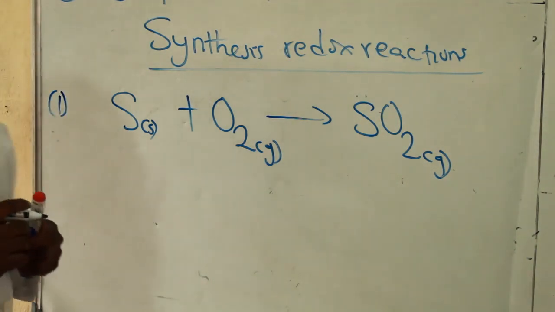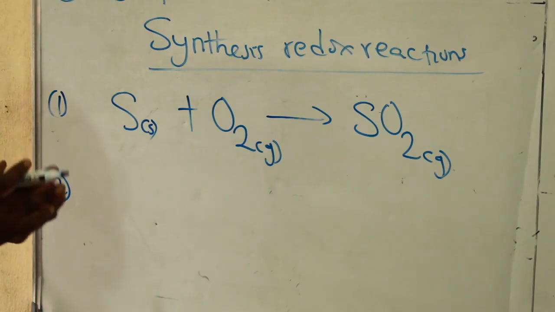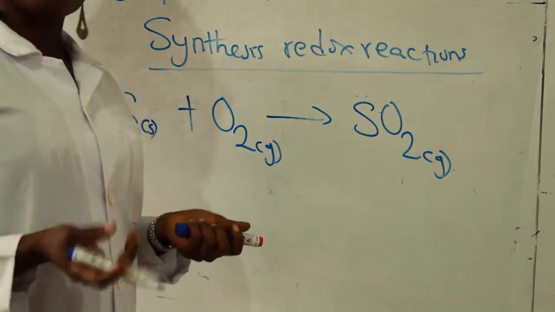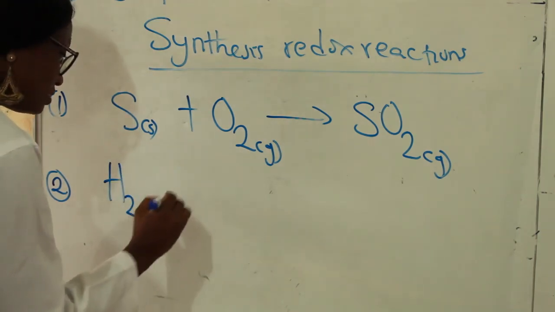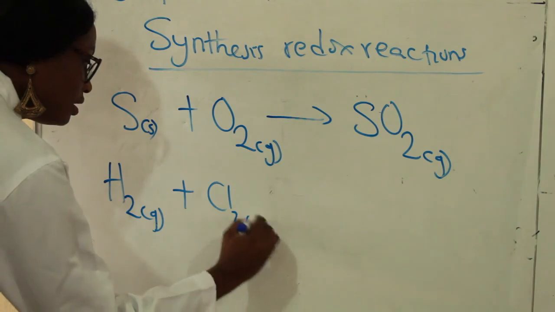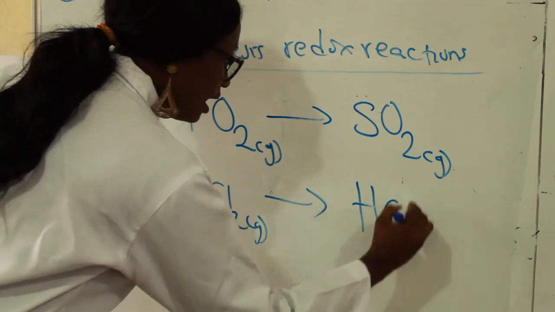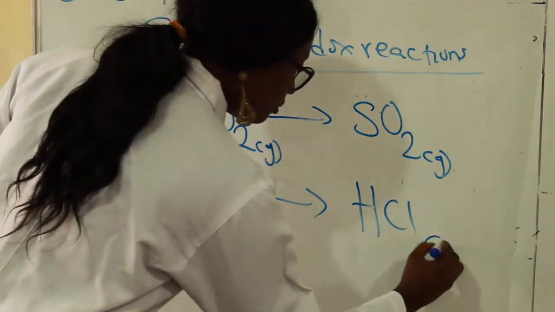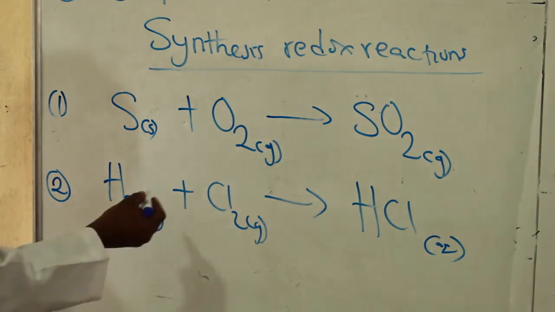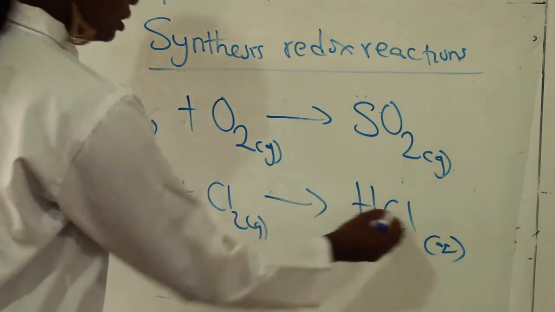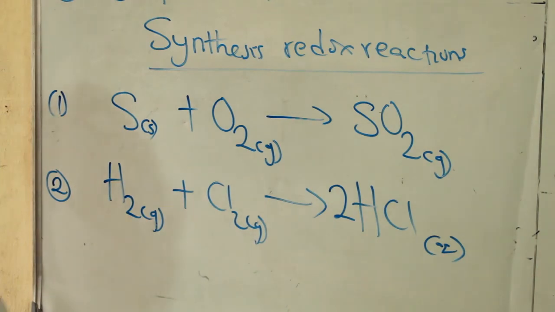Another synthesis redox reaction is the reaction between hydrogen and chlorine. So hydrogen and chlorine gas. You have H2, of course a gas, plus chlorine gas. What should come to your mind? Hydrogen plus chlorine will give you hydrochloric acid, in aqueous form. Now the next thing is to balance this reaction. You're having 2 here, 2 here, 1 here, 1 here. Very simple, just add 2 in front of HCl and the reaction is balanced.